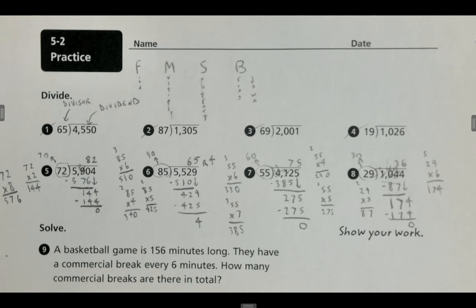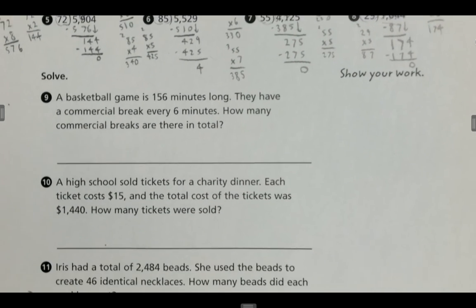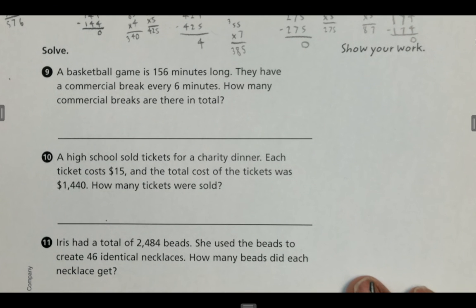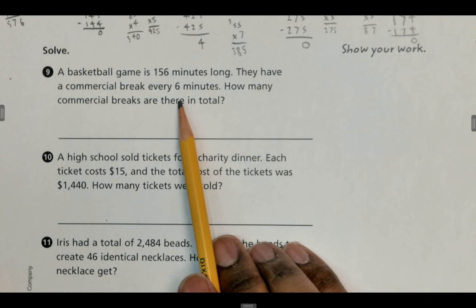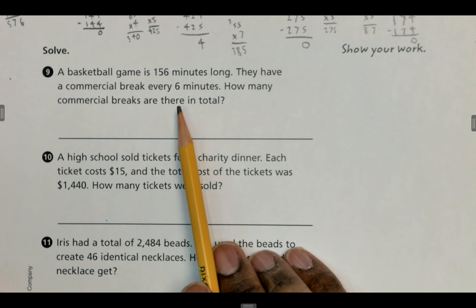Okay. Moving on to the word problems. Number 9, a basketball game is 156 minutes long. They have a commercial break every 6 minutes. How many commercial breaks are there in total?